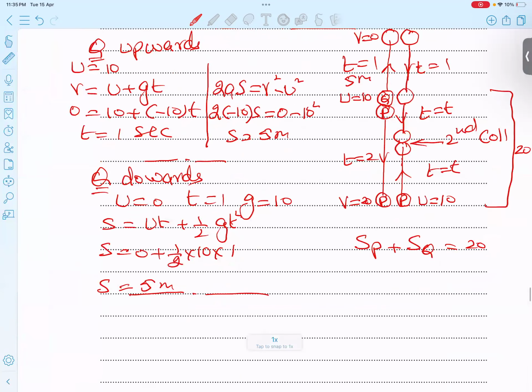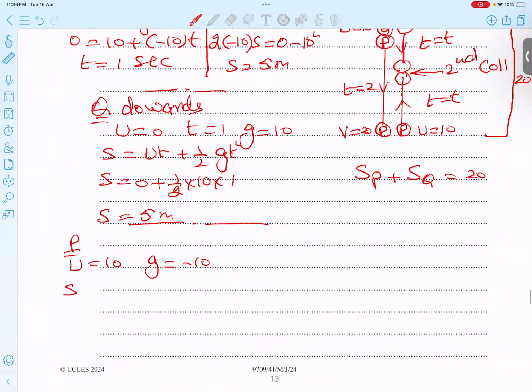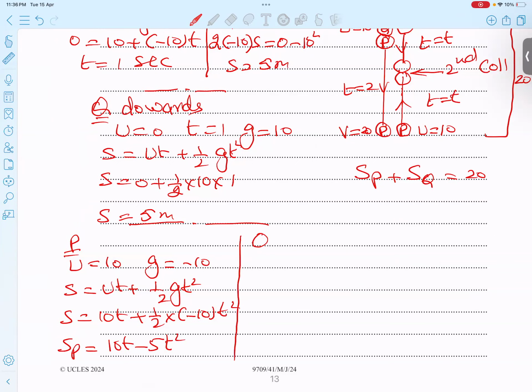So let's see when P was traveling upward. So P particle: u is 10, gravity is negative 10, and I want to find S, which is equal to ut plus half gt squared. So S is equal to 10t and half times negative 10t squared. And I got SP becomes 10t minus 5t squared. This is done.